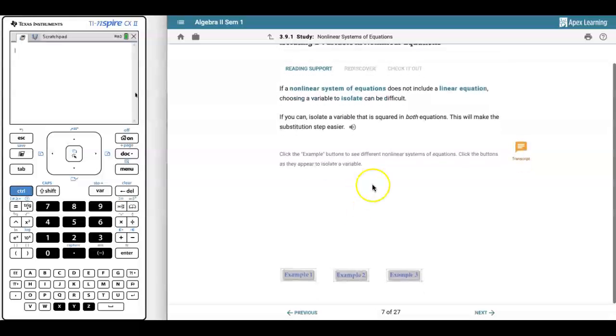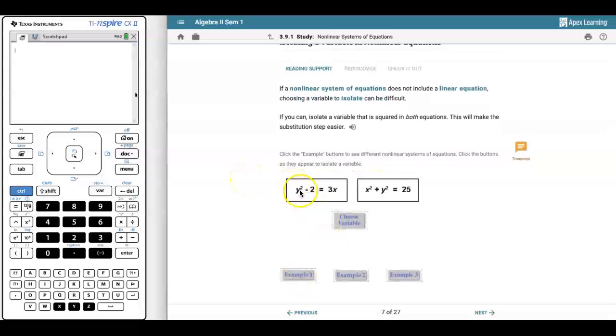So, for example, here we're going to look at what it looks like if they both have squares. You've got y squared and y squared. So, let's isolate one of them. This one looks easier to isolate. So when we isolate, we get y squared is equal to 3x plus 2. So we can just plug that directly in for y squared there, and it actually makes it a pretty nice equation to deal with.